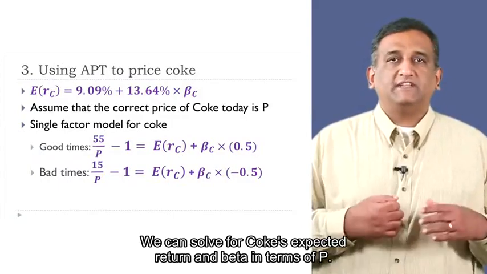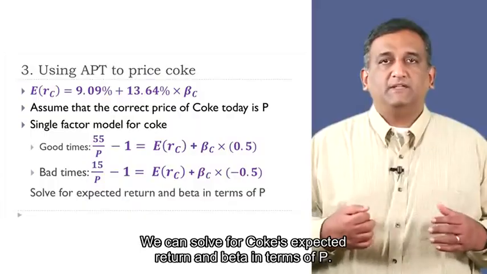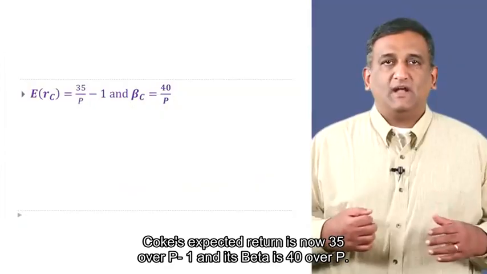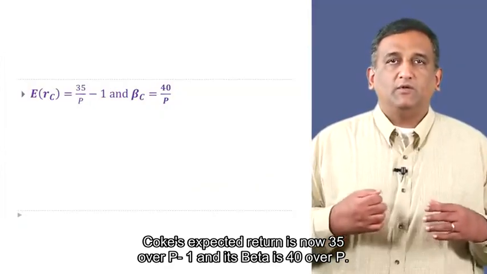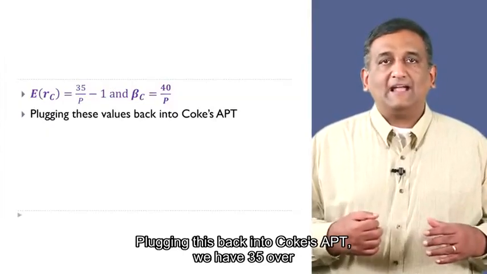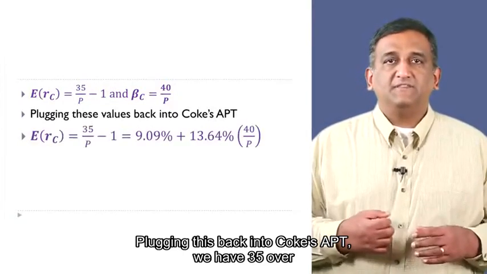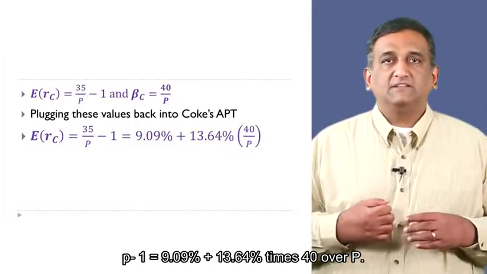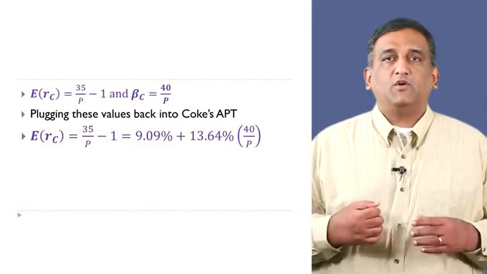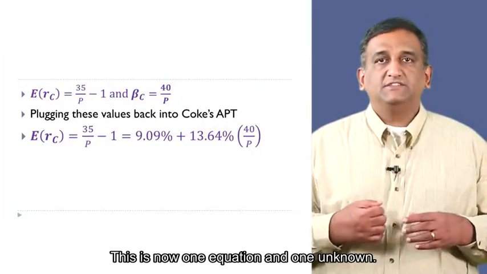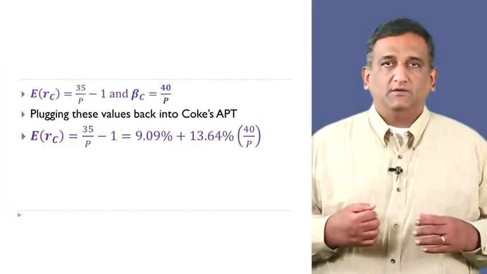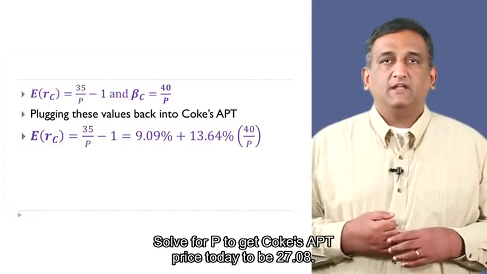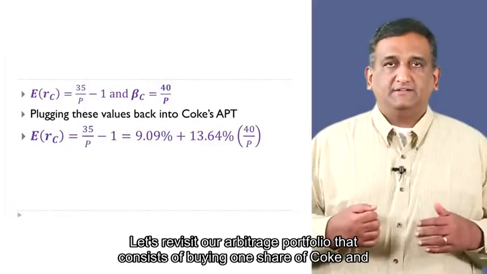We can solve for Coke's expected return and beta in terms of P. Coke's expected return is now 35 over P minus 1 and its beta is 40 over P. Plugging this back into Coke's APT, we have 35 over P minus 1 equals 9.09% plus 13.64% times 40 over P. This is now one equation in one unknown. Solve for P to get Coke's arbitrage-free price today to be 27.08.